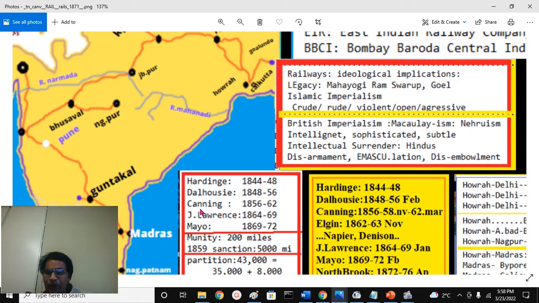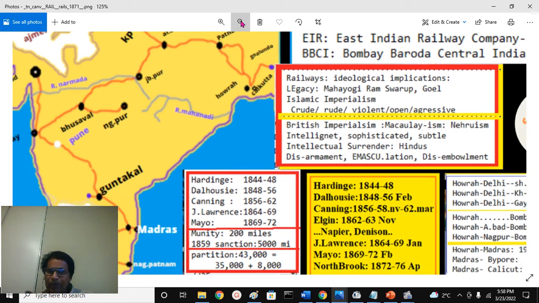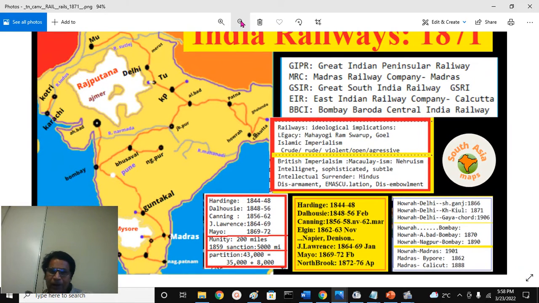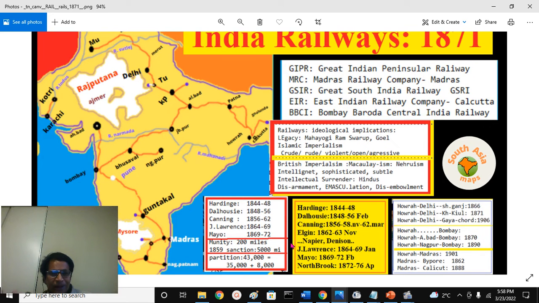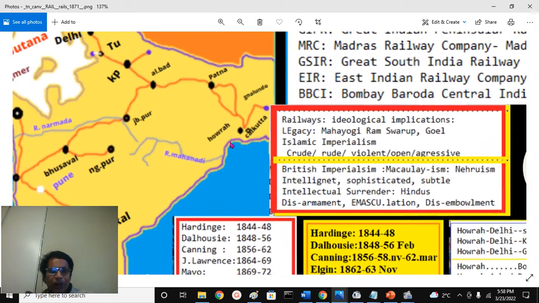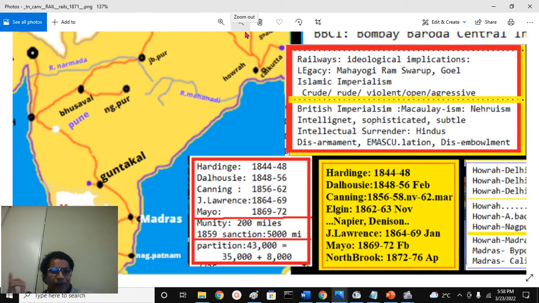So the British realized the importance and built the railway line very rapidly. By 59, there was a 5,000-mile railway line. These are the miles you have to keep in mind. When the British partitioned India and left India, they had roundabout 43,000 miles. If you want kilometers, convert by multiplying by 1.6.